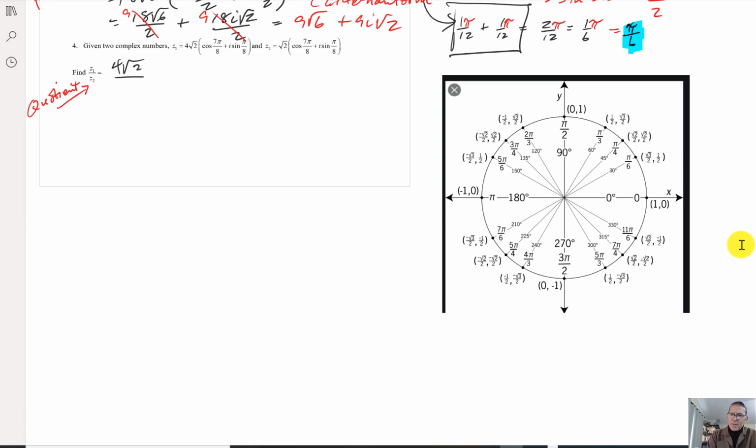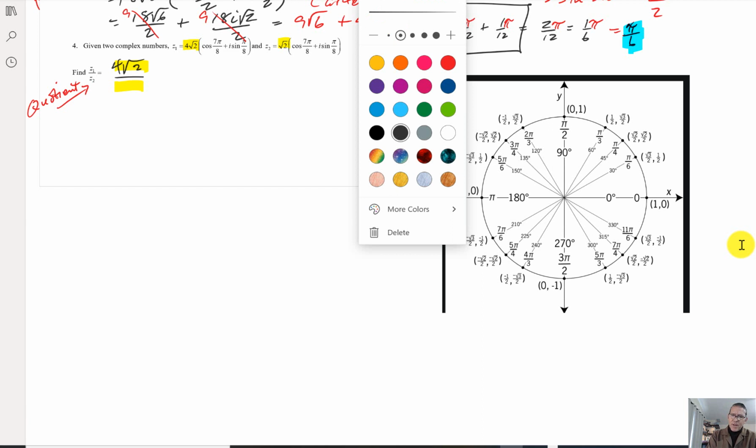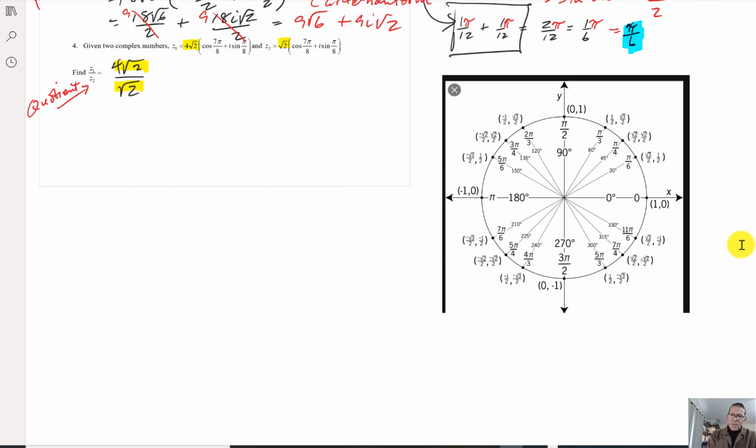Oh, let me highlight first. Sorry. The modulus is 4 rad 2 on the first one. It's rad 2 on the second one. And you want to divide them, because that's what we learned in the activity. When you divide complex numbers in trig form, you divide the moduli. So 4 rad 2 divided by rad 2 times the cosine of the difference. And we got to subtract the polar angle. So cosine of 7/8 pi minus 1/8 pi.